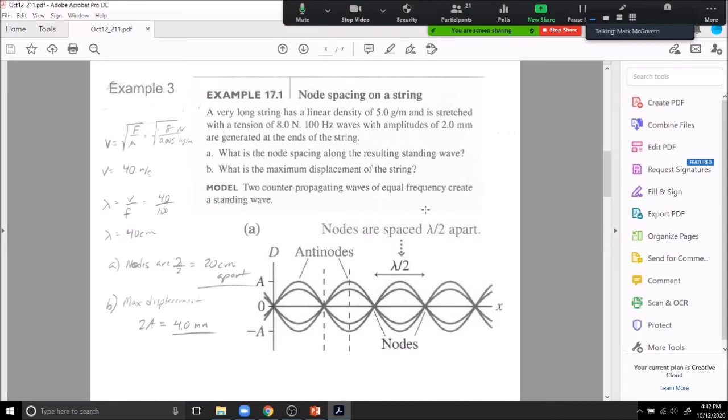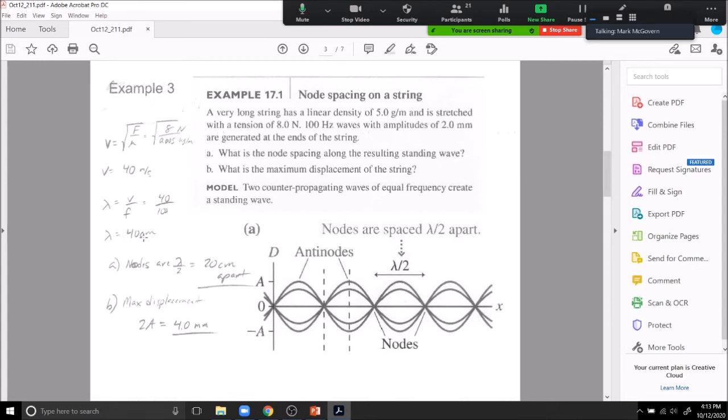We've got linear density, and we have a tension. So before I even read the rest of the problem, I'm probably going to have to know what the speed is, right? So let's just figure that out. Our tension's 8. The value for mu is 0.005 kilograms per meter. And you put that through, and we get a speed of 40 meters per second. Great. We have a frequency of 100 hertz, amplitude 2 millimeters. Fantastic. So I can figure out my wavelength here. I'm going to use the fact that lambda is v over f. I put my 40 over 100 hertz, and we get that our wavelength is 40 centimeters.